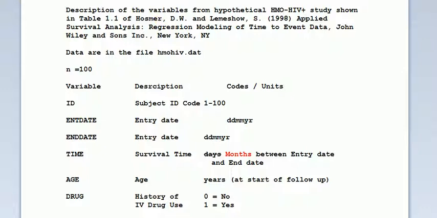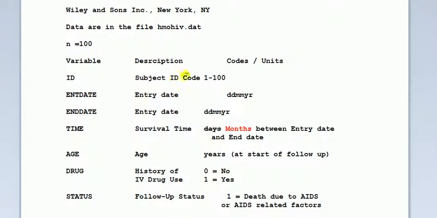And these are the variables: ID, just numbers, 100 participants coded from 1 to 100. The entry date, that's the date that they enter the follow-up study. And then the end date, so that's the date at which we last see them alive or that they die from HIV. And then time, that's the survival time, so it's the difference between the end date and the entry date, and it's measured in months. So it's months between the entry date and the end date.